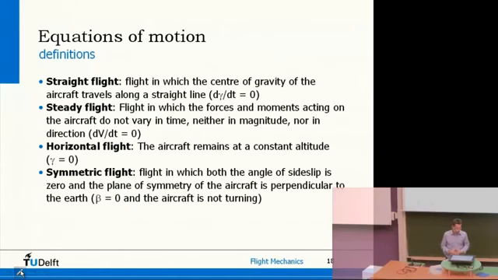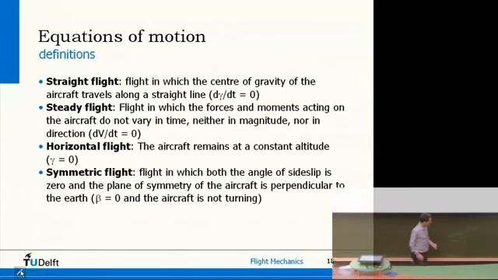Straight flight is maybe a little bit different from horizontal flight. The flight path angle is defined as the angle between airspeed and the horizon. So straight flight just means you're going in a straight line. The airspeed vector isn't changing direction, which means that gamma may have a value. You might be climbing or descending, but gamma is constant. So the change of flight path angle with time is 0.